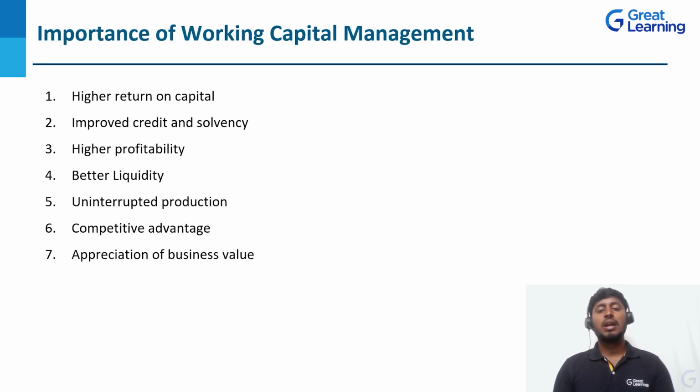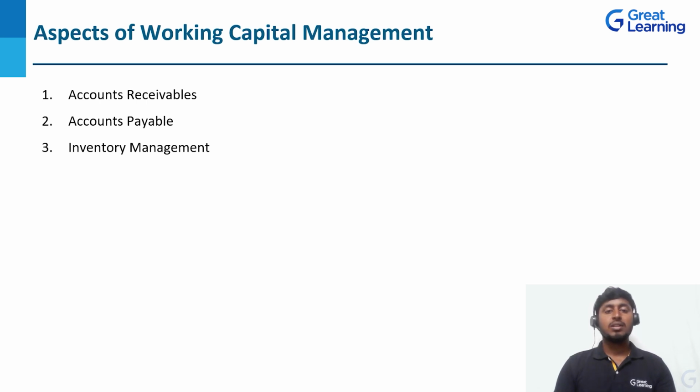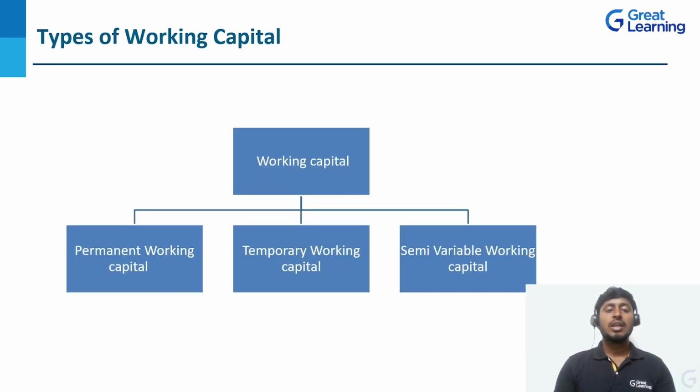Importance of working capital management: higher return on capital, improved credit and solvency position, higher profitability, better liquidity, uninterrupted production activities, competitive advantage, and appreciation of business value. Aspects of working capital: the three elements are accounts receivable, accounts payable, and inventory management. Types of working capital: permanent and temporary. In temporary, we have two categories, seasonal and special working capital, and the semi-variable working capital.